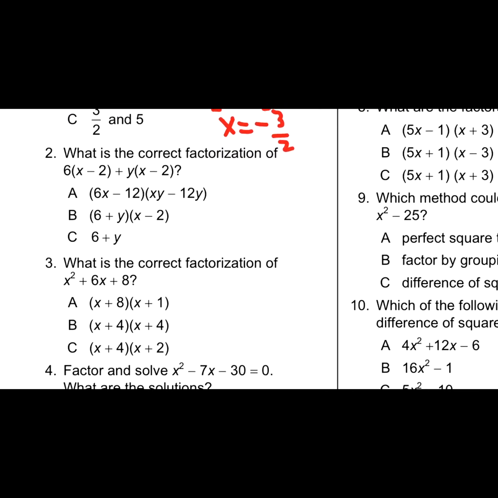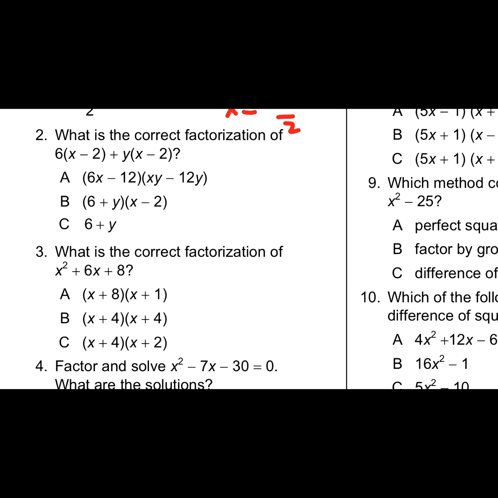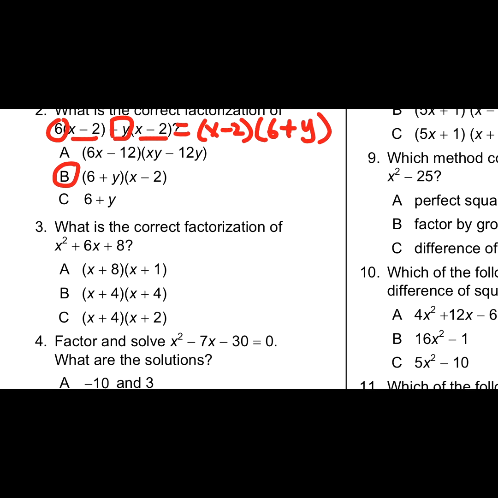Question 2, what is the correct factorization? And so we need to realize that these two factors look the same, so we can apply the GCF property and factor out the common factor of x minus 2, leaving us 6 inside the parentheses plus y. And that would be the complete factorization, and looks like choice B is the correct answer.